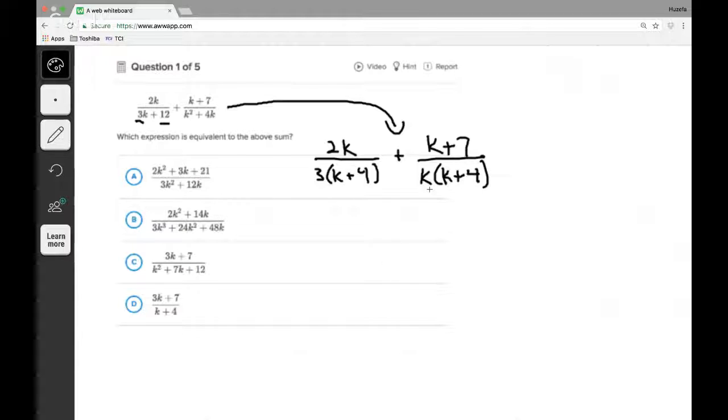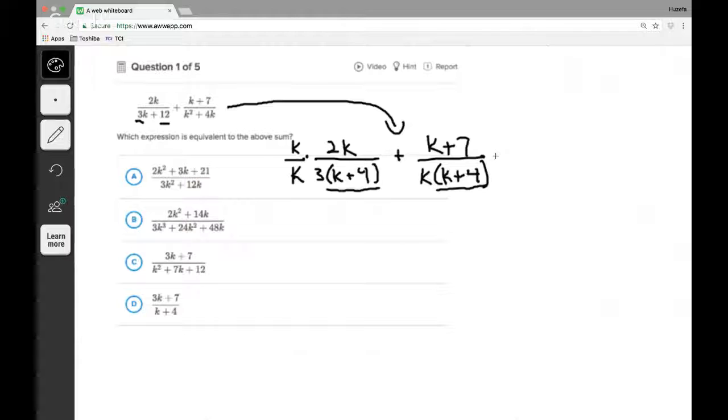Now you can see something kind of interesting happen. These two denominators are almost the same. They both have a k plus 4. One has a 3 and one has a k. In order to add these fractions, we need common denominators. Since the left one is missing a k in the denominator, I'm going to multiply it by k over k. K over k is 1. We're always allowed to multiply a fraction by 1. It doesn't change anything, and that will get us what we need on the left side.